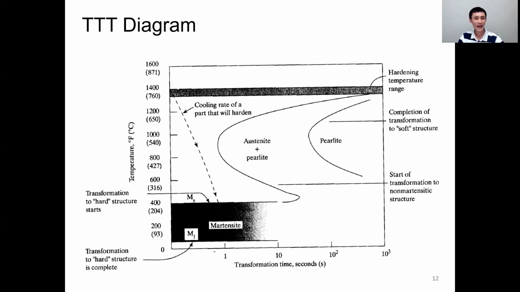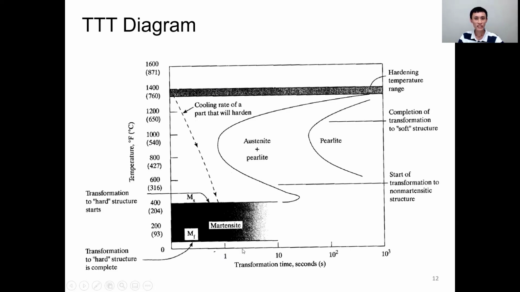It tells us we have to heat up to a certain temperature, which is the austenite region. So for the TTT diagram, the x-axis is time in seconds, and the y-axis is temperature. And the TTT diagram tells us we must heat the material to the austenite region. Then when we cool the material, in order to get 100% martensite, most likely the cooling rate has to be within 1 second or 2 seconds.